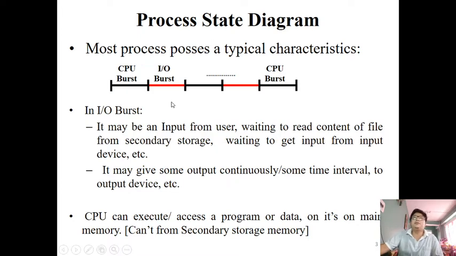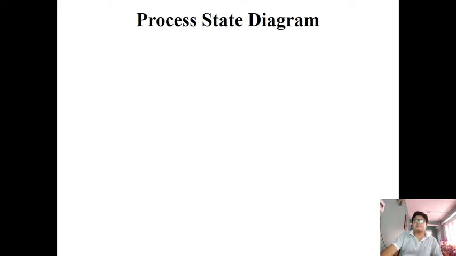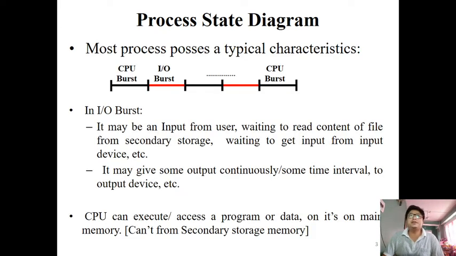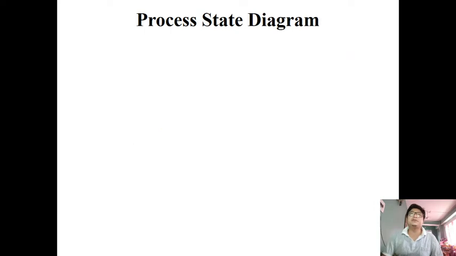So these are the main characteristics of any process that is being executed, right? Keeping this in mind, we'll move to the process state diagram. Whenever you want to execute anything, it first has to be brought into the memory, right?